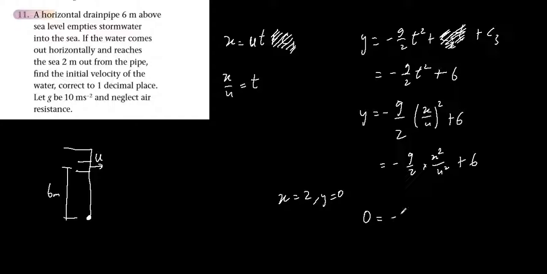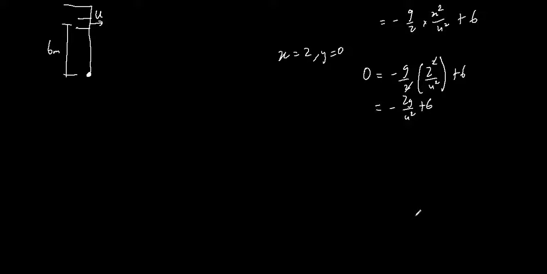0 is equal to minus g on 2 times 2 squared on u squared plus 6. Now that this 2 and this 2, one of those 2s cancel out. We just get minus 2g on u squared plus 6. Okay, now how does this help? Now this is the only unknown variable that I have, which makes this very, very easy to solve. 2g on u squared is equal to 6.